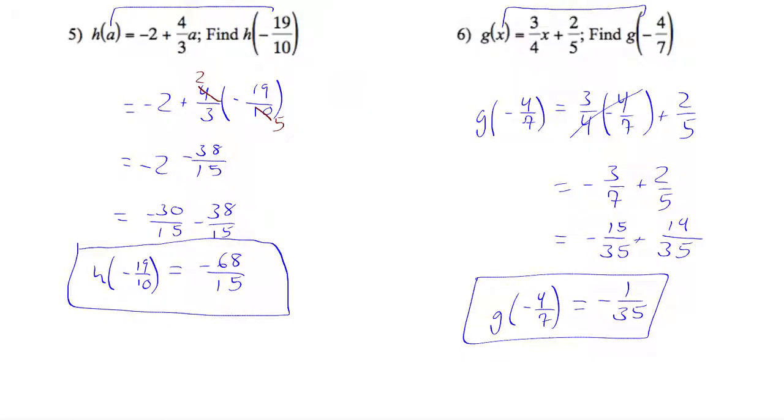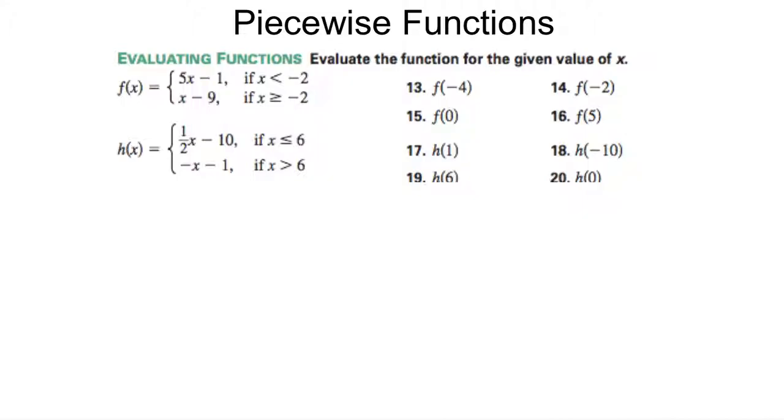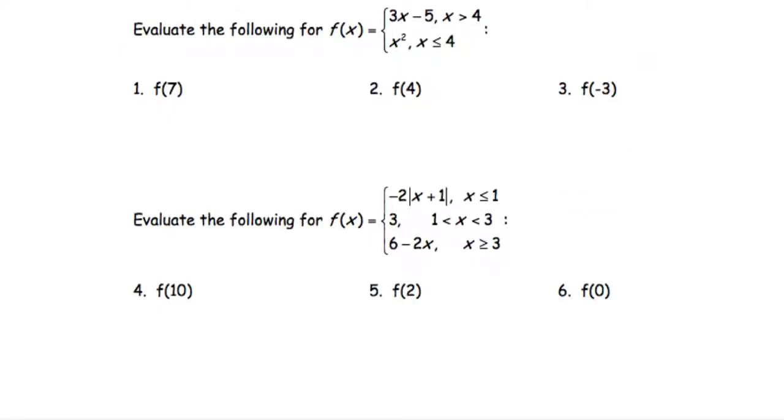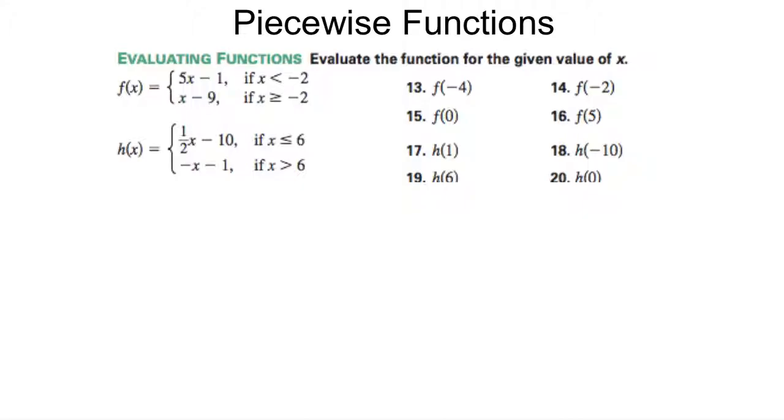And so that's it with functions and plugging in values, evaluating functions. We do have piecewise functions. Some more problems here. These piecewise functions, it's the same idea, except you plug in based off this domain. So here with these piecewise functions, you can see that f of x is not just 5x minus 1, and it's not just x minus 9. It's 5x minus 1 when x is less than negative 2, and it's x minus 9 when x is greater than or equal to negative 2.